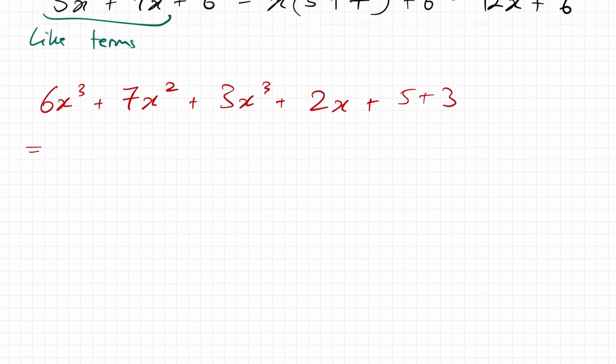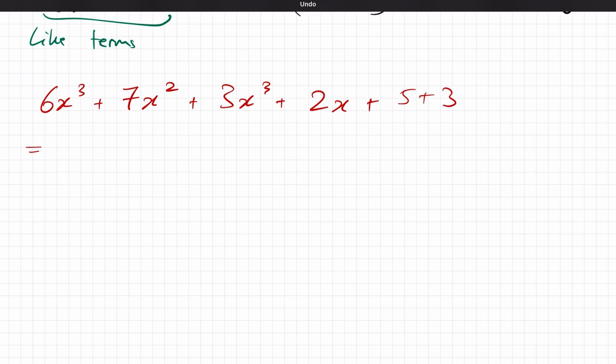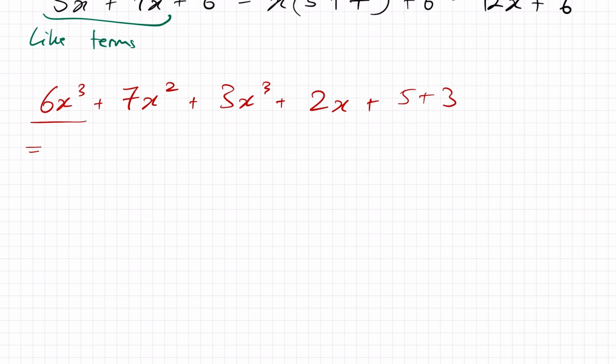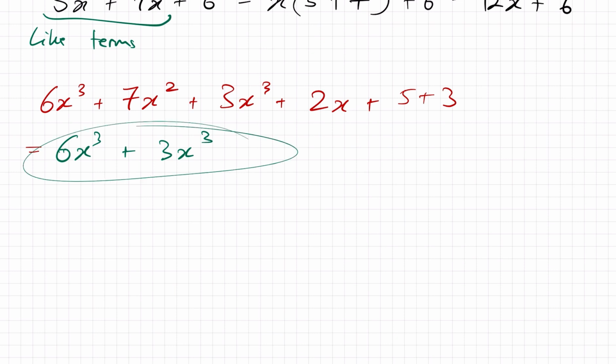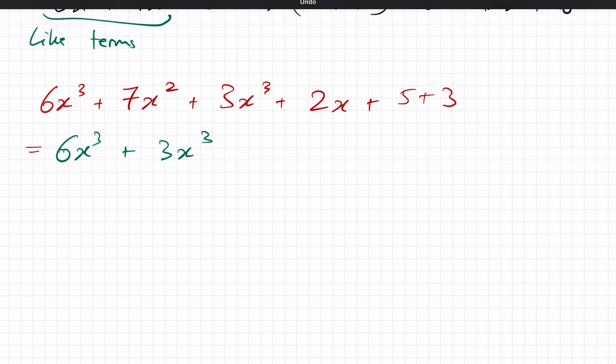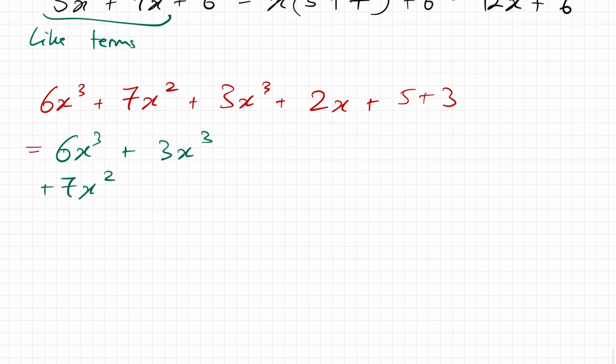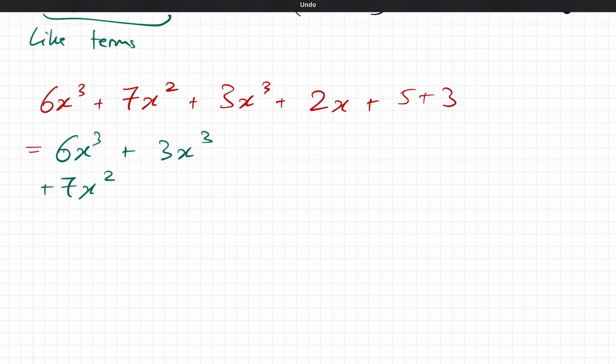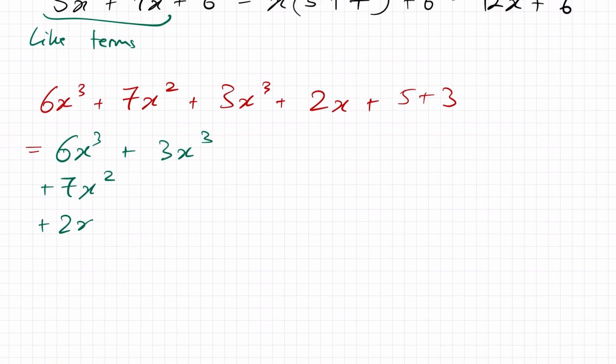What I mean by layers is each sort of like term. So we can see we have the x cubed like terms. So let's do that. 6x cubed plus 3x cubed. That's the first layer. Then we have the x squared layer. So we have plus 7x squared. We have the single x layer. So we have plus 2x. And then we have the constant layer. So plus 5 plus 3.